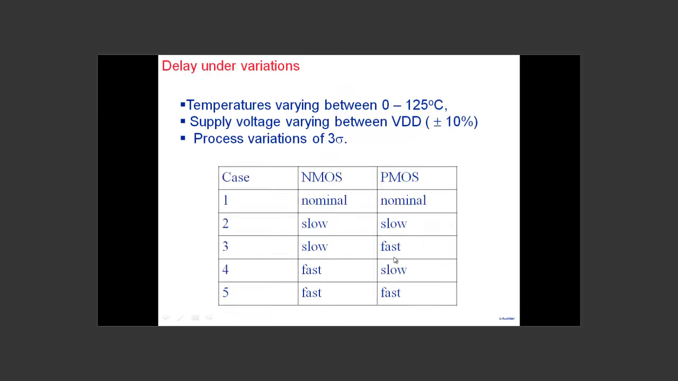The next thing I'll show you is, besides that, the temperature is also going to vary. The supply voltage will also vary, and process corners we've already seen. So now with all of these, what is the worst case delay that you can get? What is the best case delay that you can get? You have to characterize that also. Okay, all right, so let's stop here.